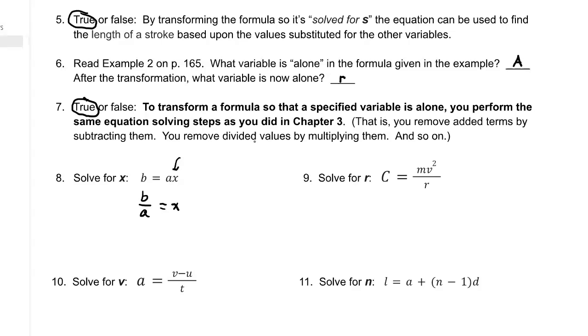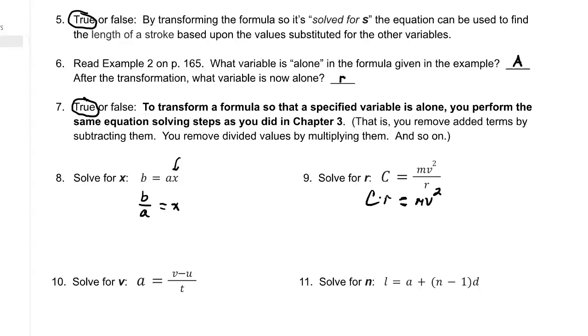Now number 9, solve the equation for the variable r. So initially, the capital C is alone. We want to get the letter r to be alone. So you might think that you just need to get rid of the m and the v squared, and then the letter r would be alone on the right side of the equals, but that would result in the letter r being in the denominator, and that's not what we want. So the first thing we're going to do is multiply both sides by r. That will create c times r, and that will be equal to mv squared.